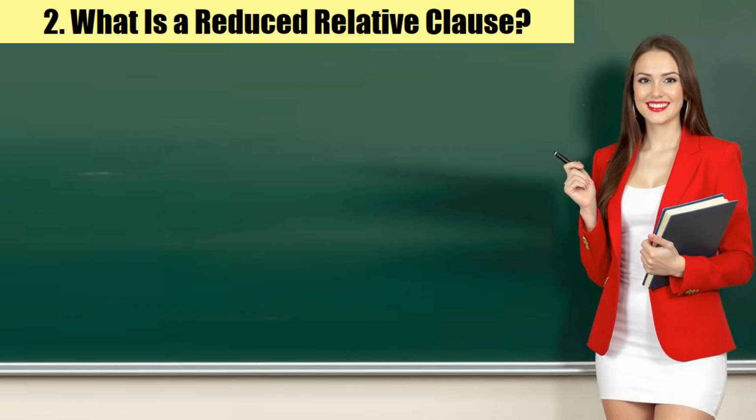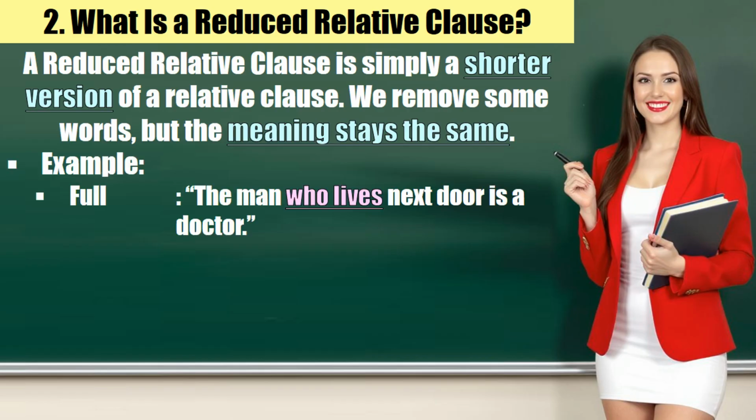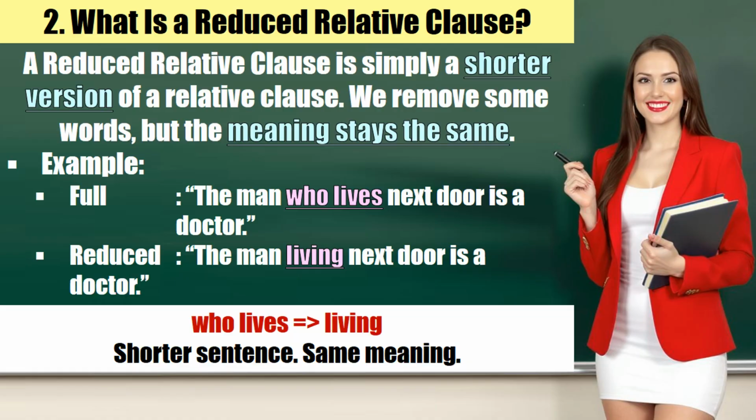Step 2. What is a reduced relative clause? A reduced relative clause is simply a shorter version of a relative clause. We remove some words, but the meaning stays the same. Example: full relative clause. The man who lives next door is a doctor. Reduced relative clause. The man living next door is a doctor. We removed "who lives" and replaced it with "living." Shorter sentence, same meaning, much smoother.